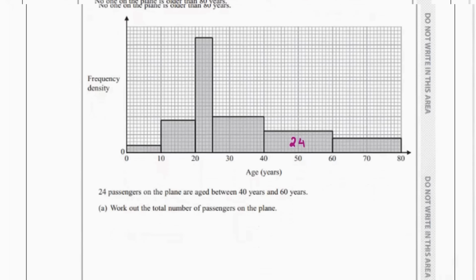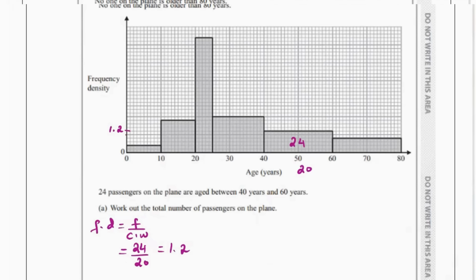Based on this frequency value and the class width, which is 20, we will figure out the frequency density value. Then using that frequency density value, we'll create a scale for the y-axis, and that will help us in finding the total frequency. So frequency density is frequency over class width, which is 24 over 20. That equals 1.2. So this over here is 1.2.